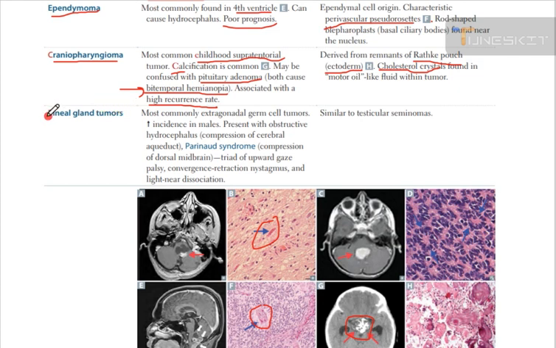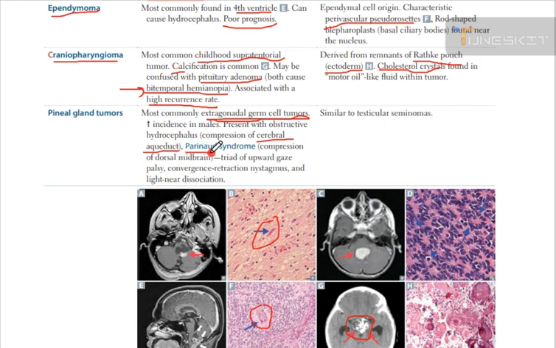The next one is pineal gland tumors. Most commonly an extragonadal germ cell tumor, with increased incidence in males. It presents with obstructive hydrocephalus due to compression of the cerebral aqueduct. As it compresses the cerebral aqueduct, it obstructs the flow of cerebrospinal fluid, which results in obstructive hydrocephalus.